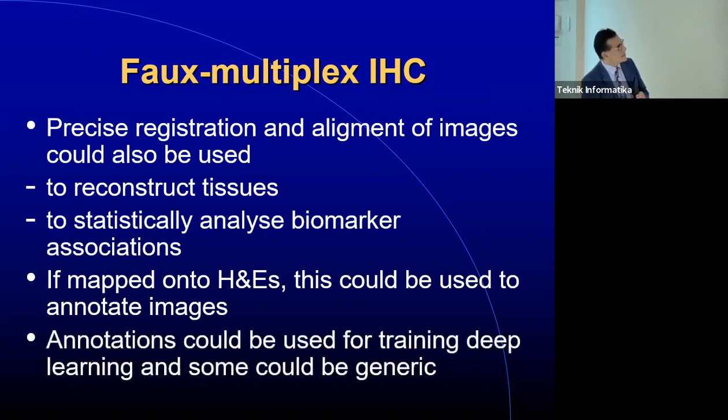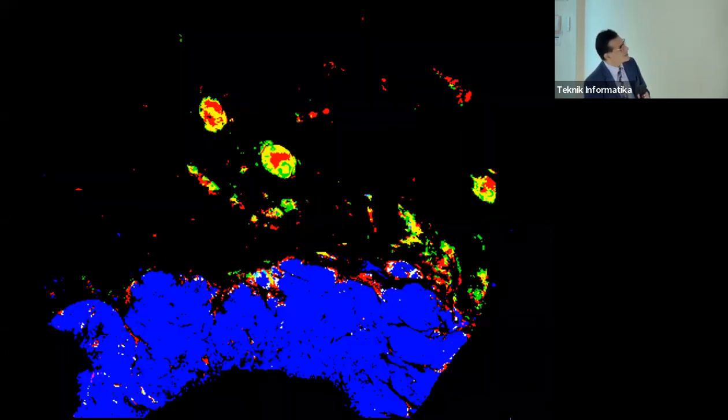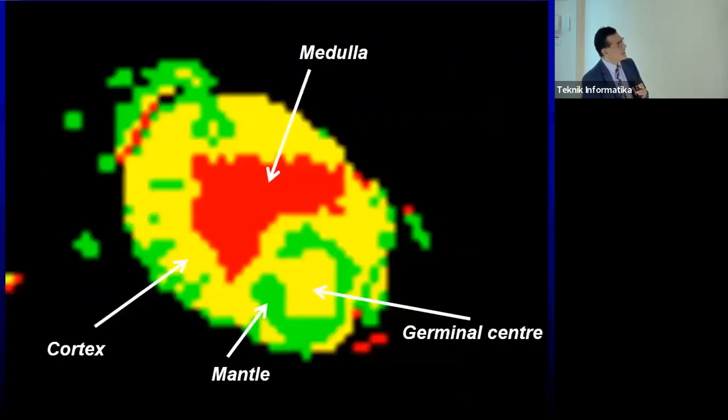What we've got here is a tissue section stained with 3 different things: CD3, CD20, BRP4. These are their individual stains with false colors. Put them all together and we get a precise mapping of the different types of cells. So this is all tumor cells. These are immune cells. The red areas are one type of immune cell, green areas are different types of immune cells. So you could use this method for precise annotation.